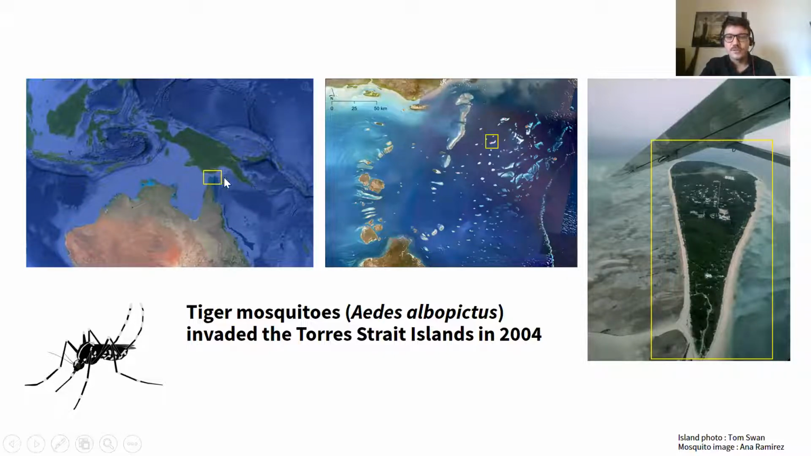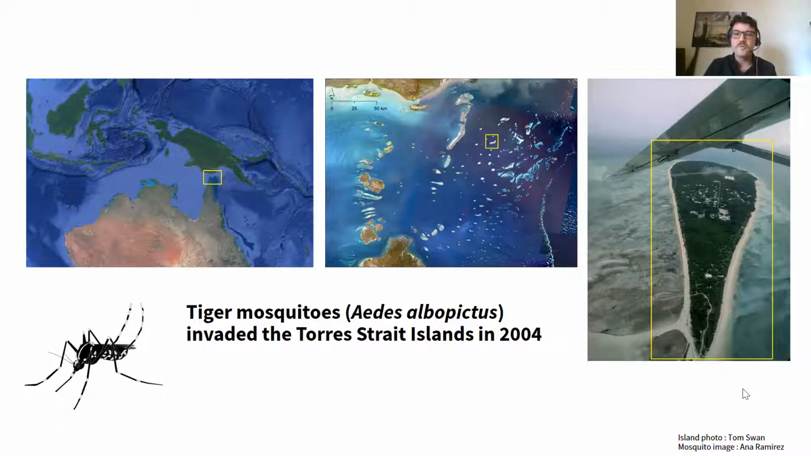For those who don't know, the Torres Strait Islands is this area up here, which is in between Cape York, the Australian mainland, and this area in southern PNG called the Southern Fly region. Here's an example of one of the islands. This is Masig Island. This is where the mosquito was first found in 2004. And you can see this is not some resort island with hotels or whatever. These are small villages, a few hundred people.